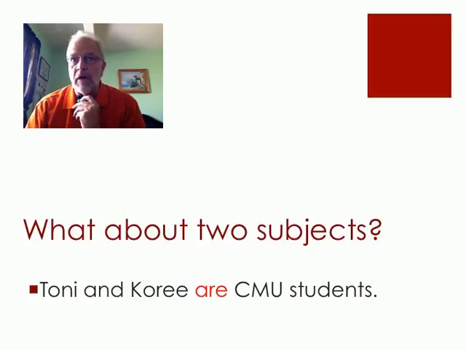What about two subjects? For example, we have two people, Tony and Corey, who happen to be Colorado Mesa University students. When you have two subjects, Corey and Tony, we always use the plural verb are.